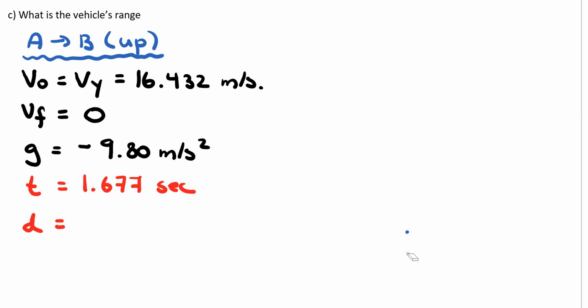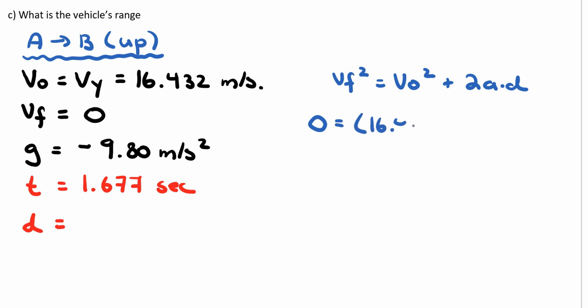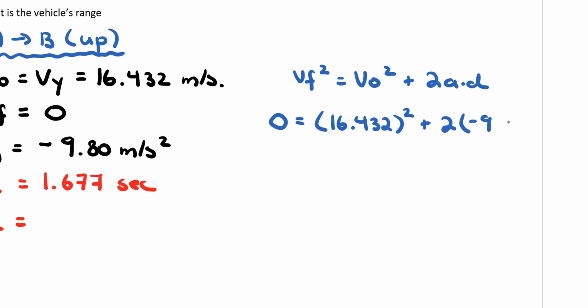Let's go ahead and erase this now, and now I want to find the total distance traveled by this car from A to B. I need another kinematic equation, and the one that I'll use is final speed squared equals initial speed squared plus 2 times the acceleration times the distance. My final speed is going to be 0. My initial speed is 16.432 to the power of 2, plus 2 times negative 9.80 times the distance. So I need to find my distance.